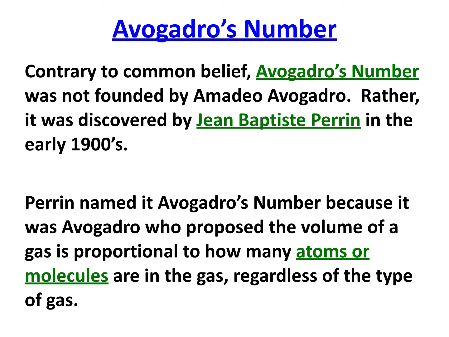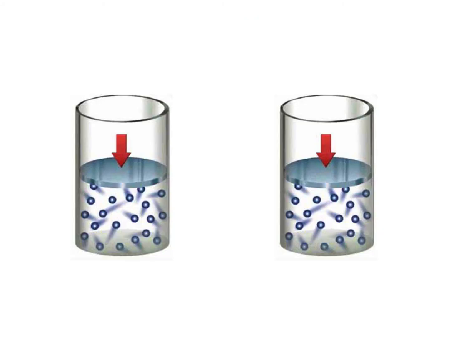However, there was this guy, and his name was Jean-Baptiste Perrin, and he used Avogadro's research from years ago, and he came up with this Avogadro's number. So what he said was that if we have two containers of gas, they are going to contain the same amount of particles as long as they have the same volume.